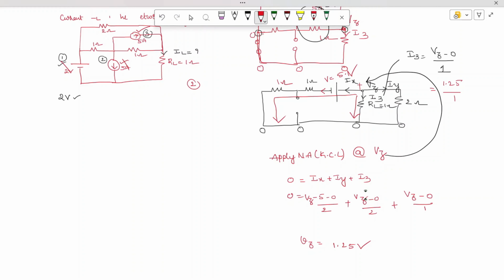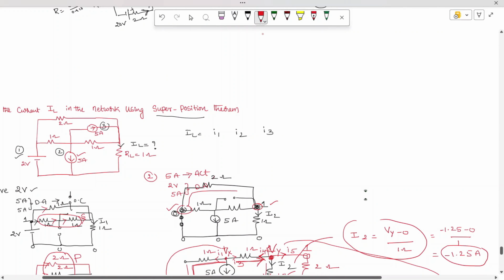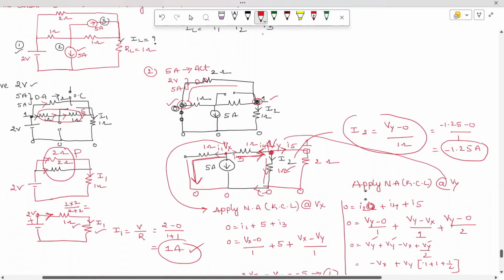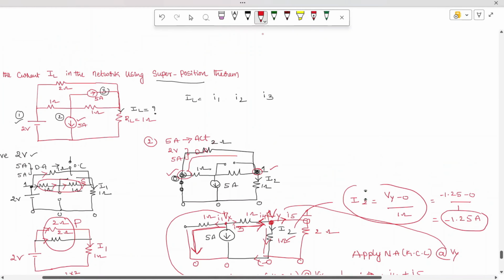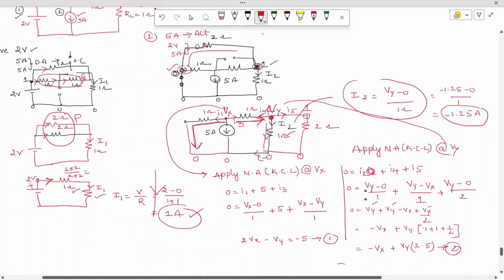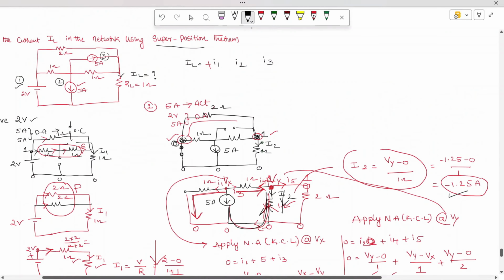Now successfully we have got the currents: 1.25, and the next one is also minus 1.25. You can see here in this branch the current is flowing from top to bottom, so this is plus I1. In this branch actually the current is flowing in this direction. We assumed top to bottom, so this obtained current is in the opposite direction, therefore we are going to get it as minus.